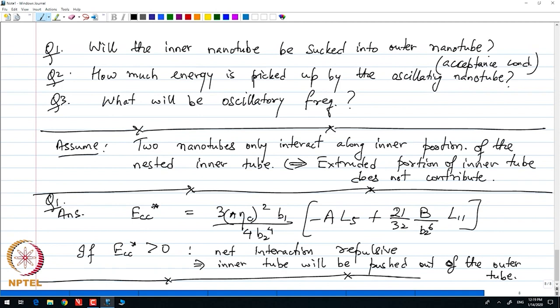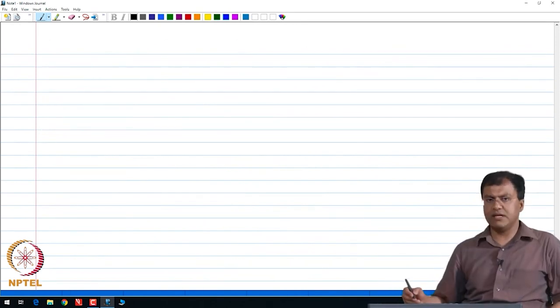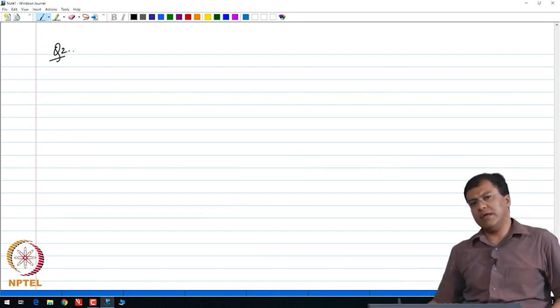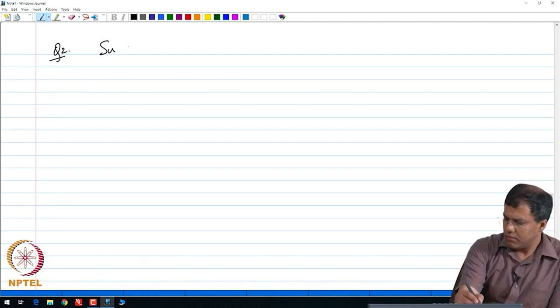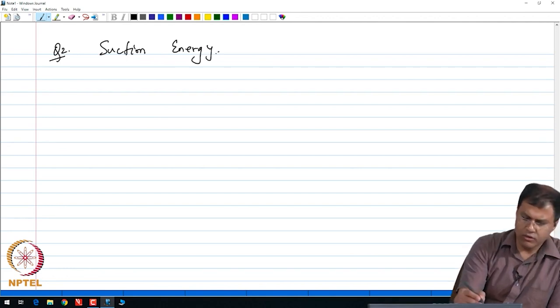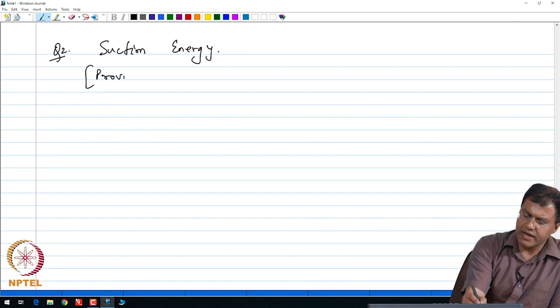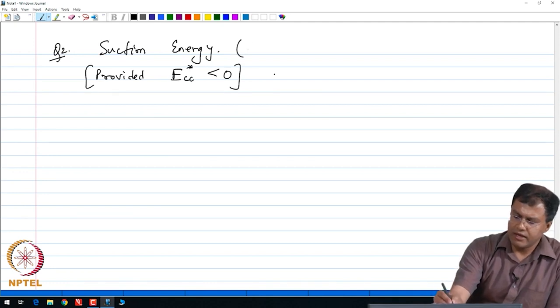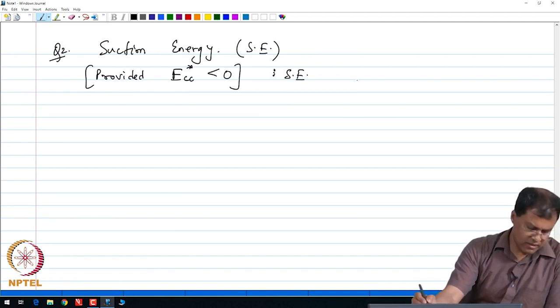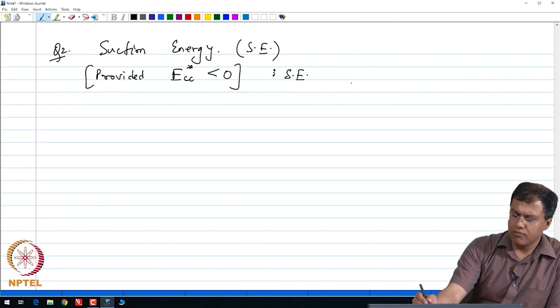The second question is, what is the suction energy? So, the moment we ascertain the sign of the interaction energy, which needs to be negative, the suction energy is equal to the work done on the system initially. So, if the cylinder interaction energy is negative, let me call this SE, then my suction energy is the work done in extruding the cylinder out of the outer cylinder.